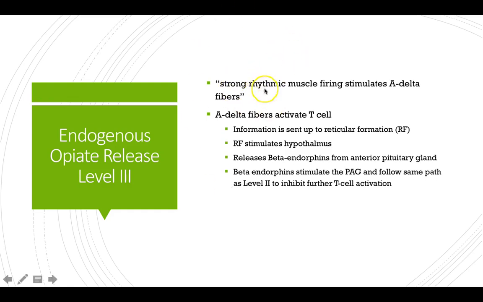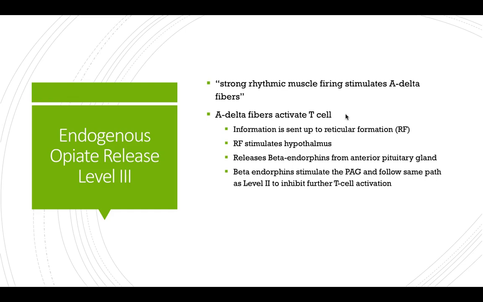Specifically in this case, the hypothalamus, because it controls pain, especially pain that's caused by prolonged intense stimulation. So if we do a length of time with this really intense stimulation of those A delta fibers, that's going to stimulate the hypothalamus to get involved. And then the hypothalamus is going to tell the anterior pituitary gland to release the beta endorphins.